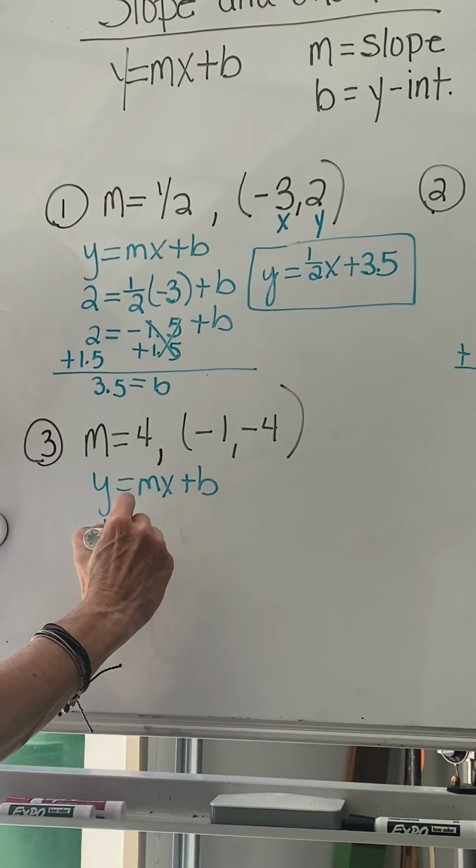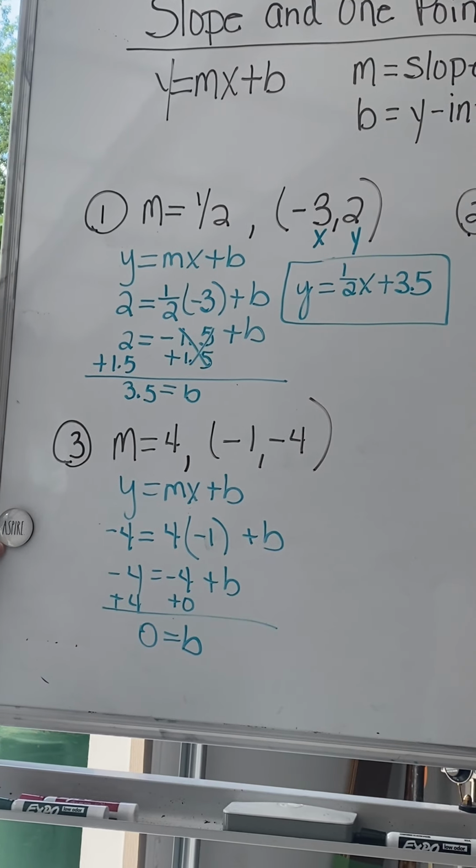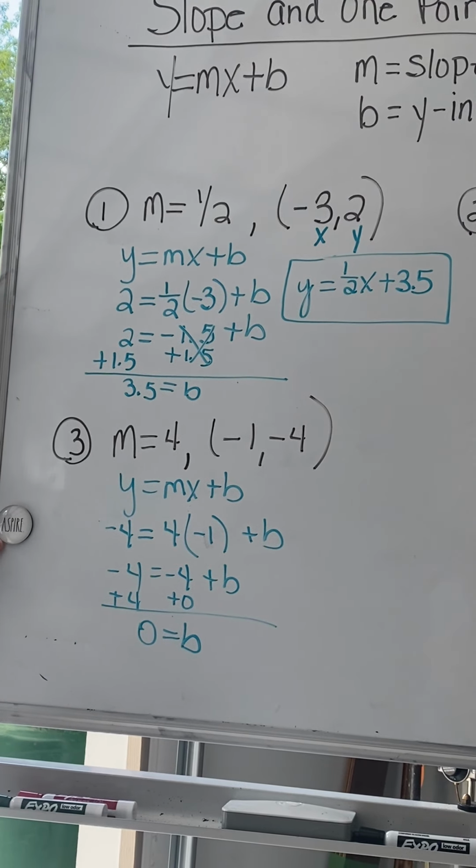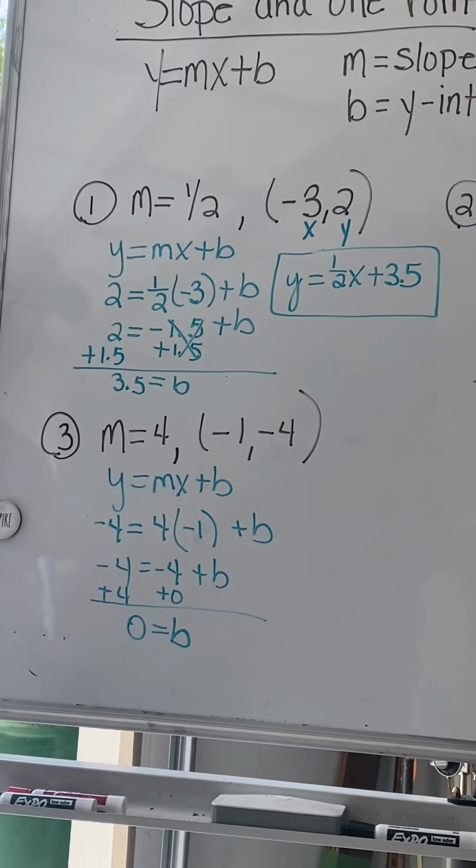So my y-intercept for this particular line is 0. It doesn't mean it doesn't have a y-intercept. That means it passes through the origin. The y-intercept actually has the numerical value of 0.